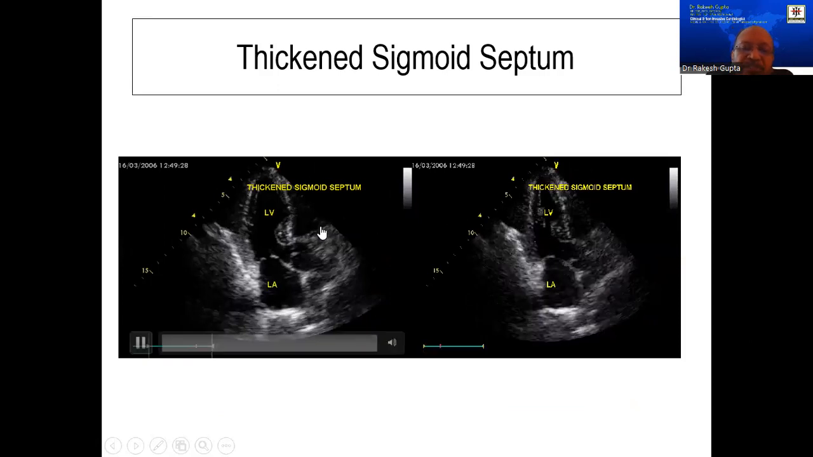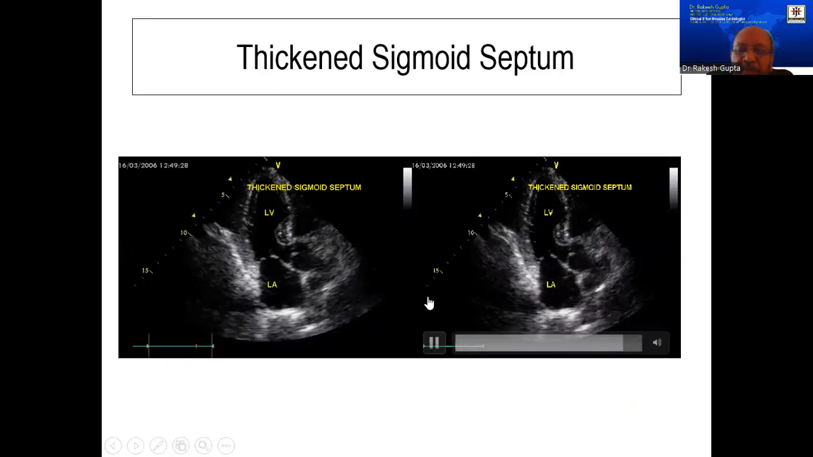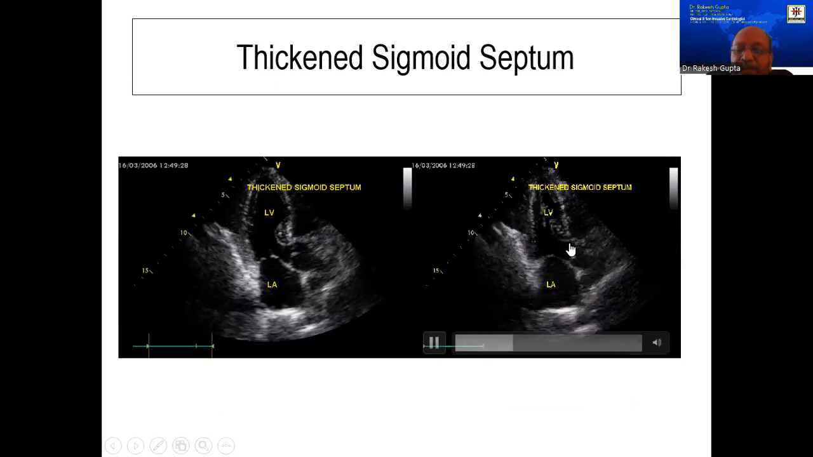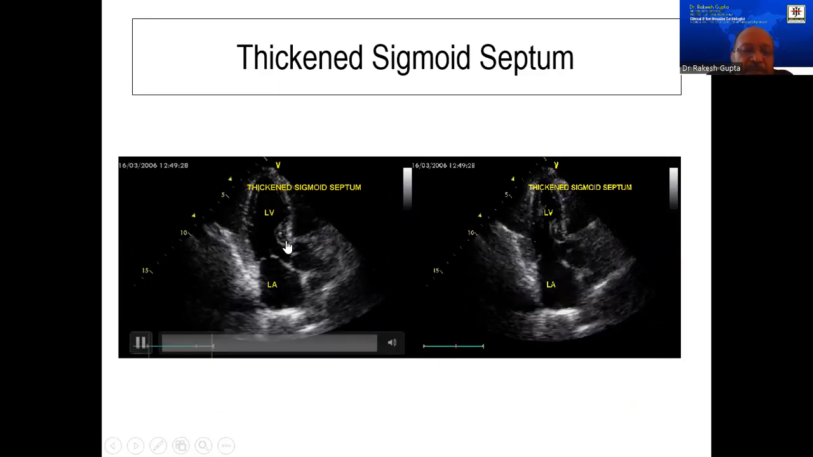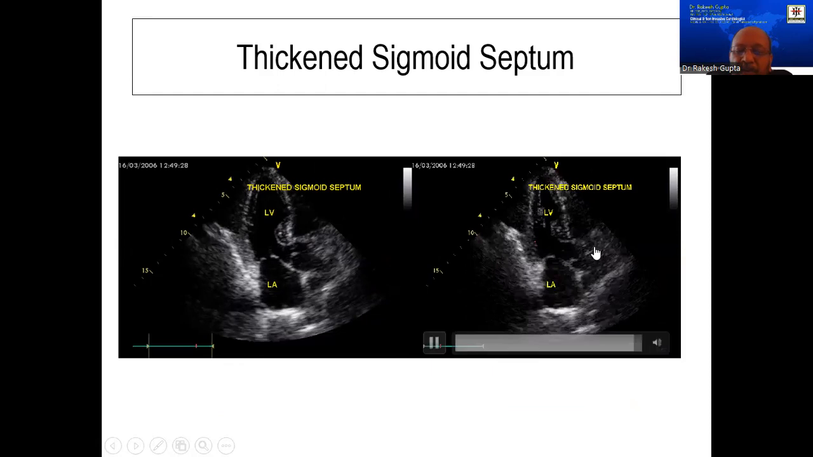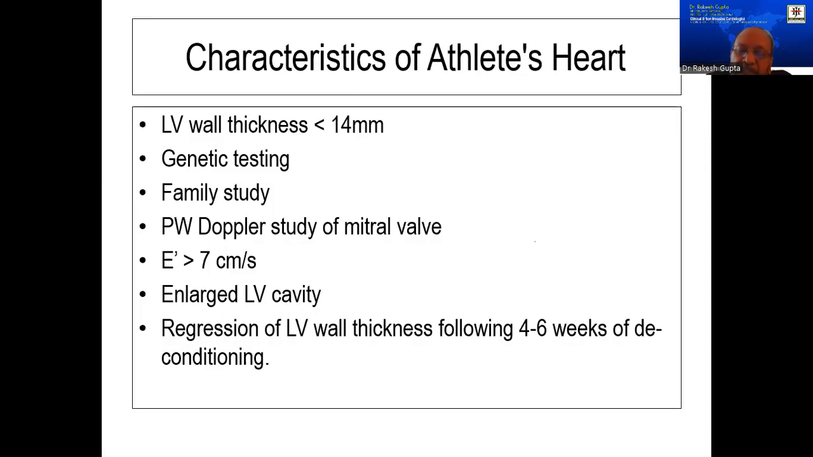One more thing which we often see in non-obstructive cardiomyopathy is a thickened sigmoid septum. This is a thickened sigmoid septum. It is not going to produce any significant obstruction to the LVOT. And this is, again, a variety of hypertrophic non-obstructive cardiomyopathy.